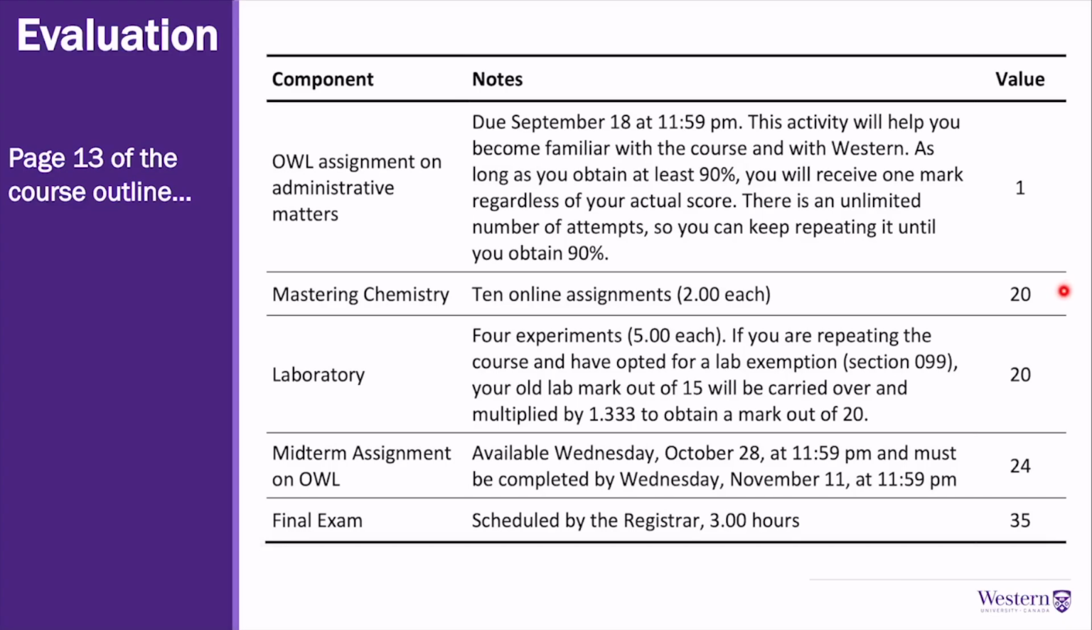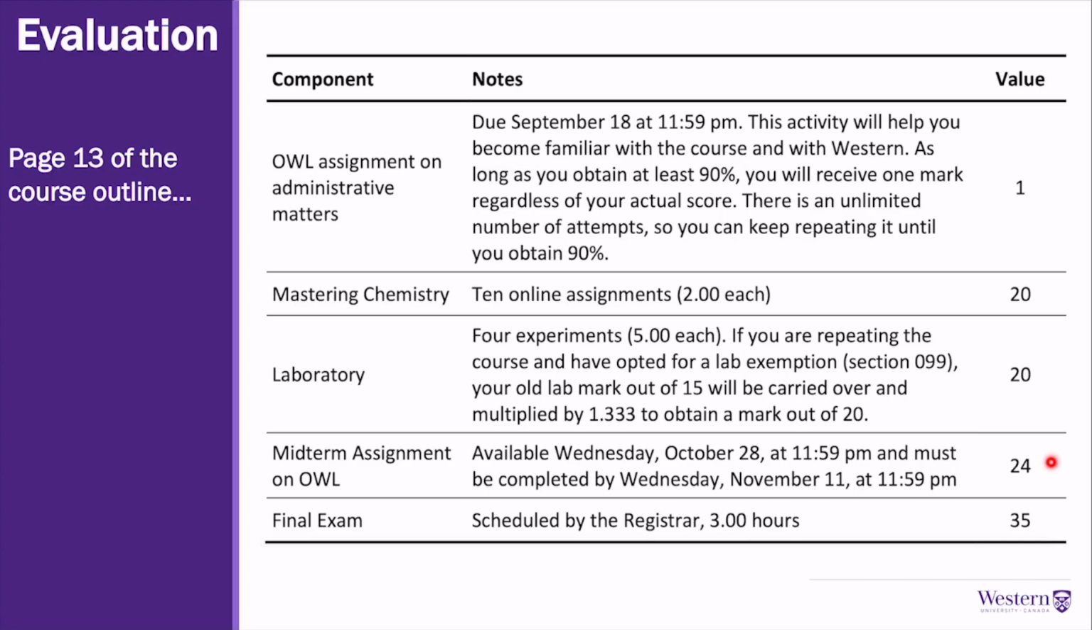Mastering in Chemistry are a series of online assignments. These online assignments have already been created, and we'll release them as per the schedule in the course outline. And completing each assignment is worth 2% apiece for a total of 20% of your overall mark. This is low-hanging fruit, people. Do the mastering assignments because you can easily get your 20 points by doing the assignments at the times you're supposed to. The lab is also worth 20%. 4 experiments are worth 5% each.